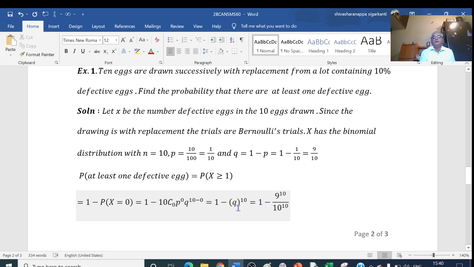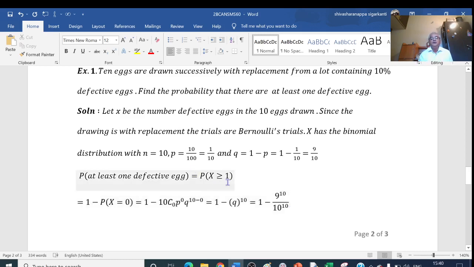This is equal to 1 minus. What is the value of q here? q is 9 by 10. So that is here (9 by 10) to the power of 10, or 9 raised to 10 divided by 10 to the power of 10. This is the probability of at least one defective egg.